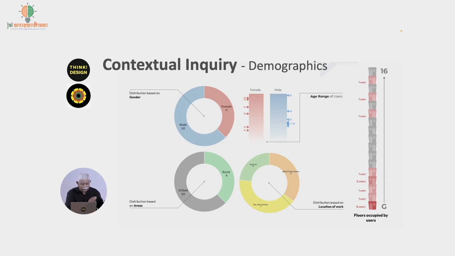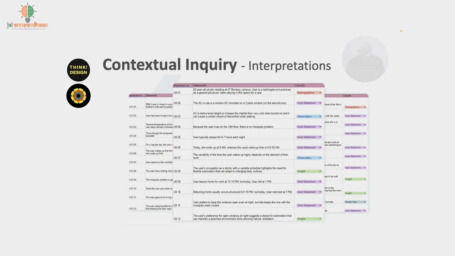You also looked at some of them being from urban areas and some from rural areas. That was their background, and also based on the location of their work. So you got all this information and put it down, so you know who your users are. Then you made points and went and had conversations with them.